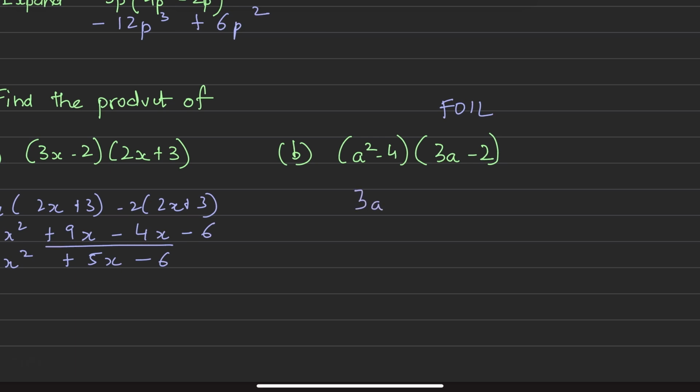FOIL. The first of both, 3a raised to the power 3. Oh my god. Okay, outer, negative 2a square, inner, negative 12a, last, positive 8. I like this part. Oh, there are no like terms at all, so the sum is over here. Why are there no like terms, guys? This has a cube, a square, a, and just a numeral.